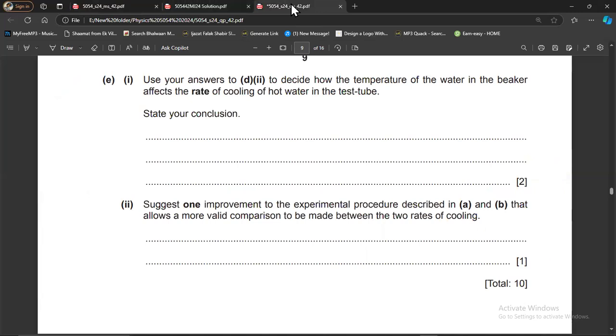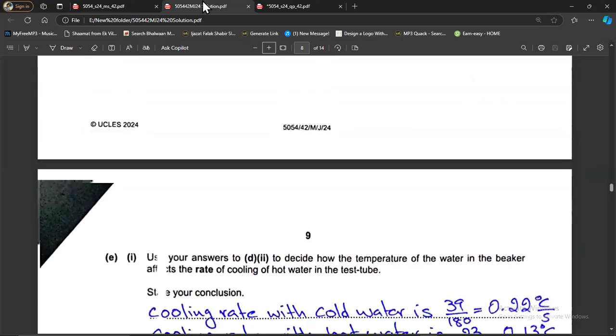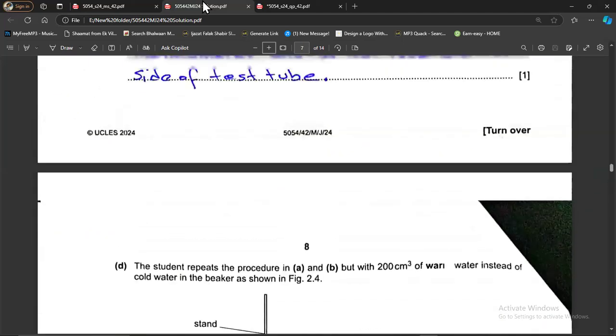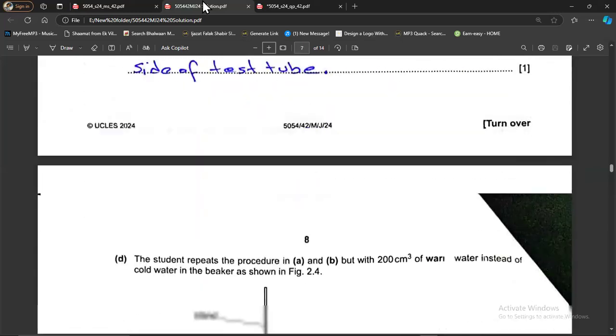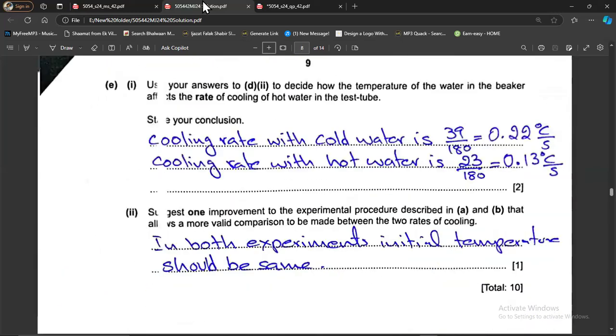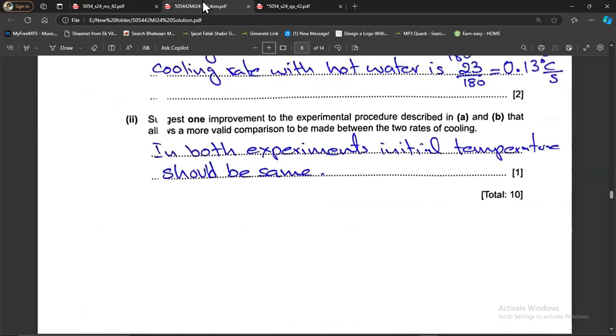Suggest one improvement to the experiment procedure described in A and B that allows a more valid comparison to be made between the two rates of the cooling. For a valid comparison, you know the initial temperature in both the cases was not the same. The temperature of the water in the test tube which was surrounded by the cold water, its initial temperature was 73. And the initial temperature of the water which was surrounded by the warm water was 75. So the initial temperature of both the waters must be the same. Then it will be a good comparison. In both experiments, initial temperatures should be the same.